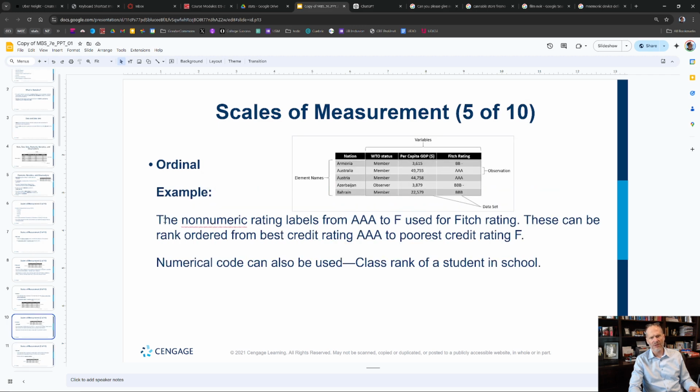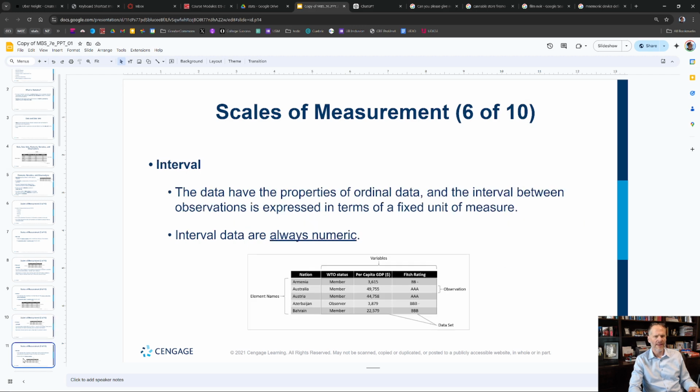So here's an example of ordinal. The non-numeric rating labels AA to F for Fitch rating. These can be ranked, ordered from best credit rating to poorest credit rating. Numerical code can also be used. Class rank of a student in school, right, would be another example of ordinal.